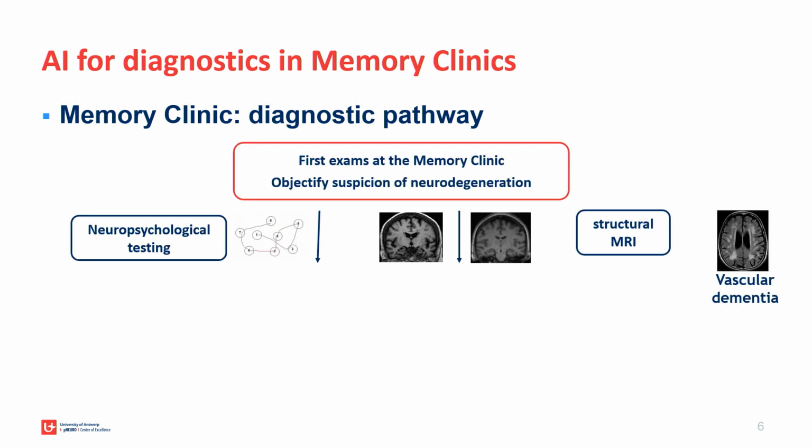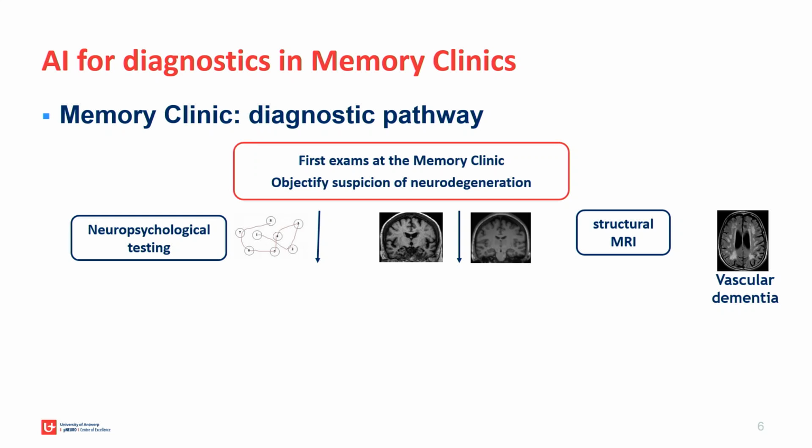So first, when a patient presents to the memory clinic, the first goal of the first consultation is to objectify a suspicion of neurodegeneration. The tests which are ordered at this stage are neuropsychological testing and structural MRI. So at this stage of the investigation, these structural MRIs are actually not primarily diagnostic, but they're mainly used to rule out space-occupying lesions and also to identify cases of vascular dementia, as you can see here on the right-hand side. In cases of neurodegeneration, you can sometimes see atrophy patterns on your structural MRI, but in early stages, the MRI scan can often still be quite normal upon visual inspection.